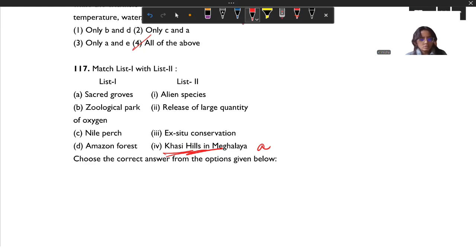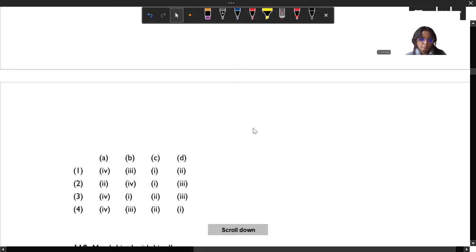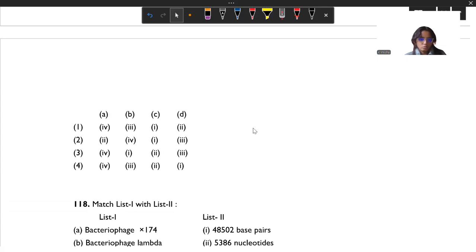Then zoological park. Zoological parks are ex situ conservation. In zoological parks, animals are not protected in their natural habitat. They are protected outside their natural habitat. So this is ex situ conservation. Then Nile perch is an alien species, an alien invasion leading to biodiversity loss. Amazon forest releases a large amount of oxygen because it has a large number of plant species. So it is A4, B3, C1, D2. So the answer is the first option.